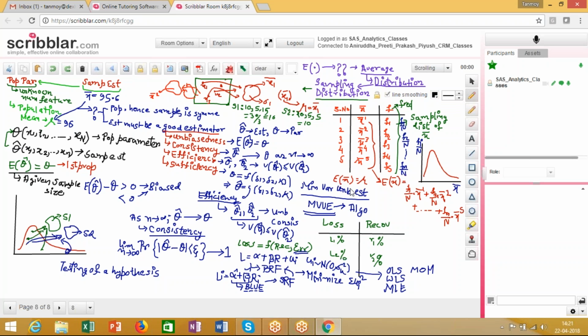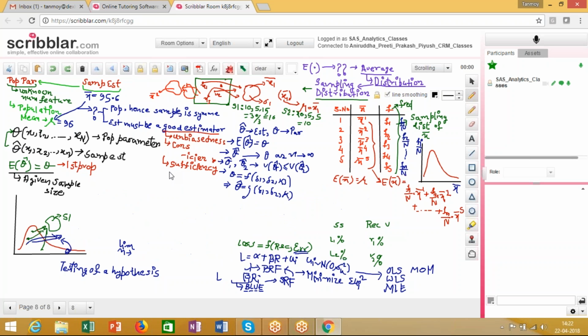So over there, what we get to see is that a good estimator should have the following properties. One, unbiasedness; two, consistency; third is efficiency; and the fourth is sufficiency. So these are the four important properties a good estimator should have, right?